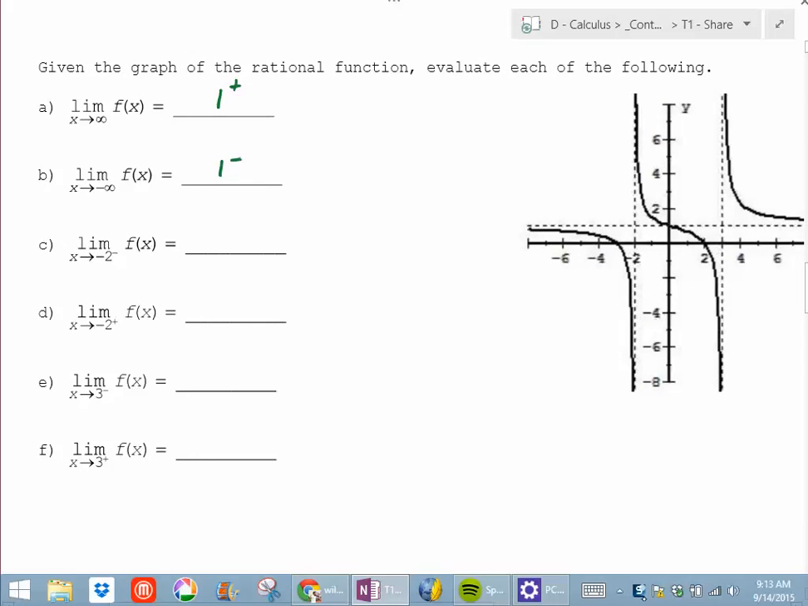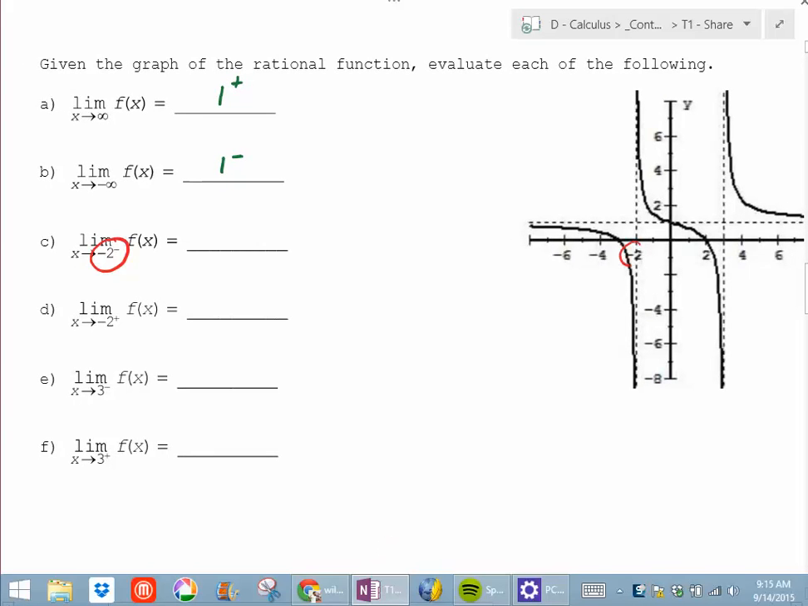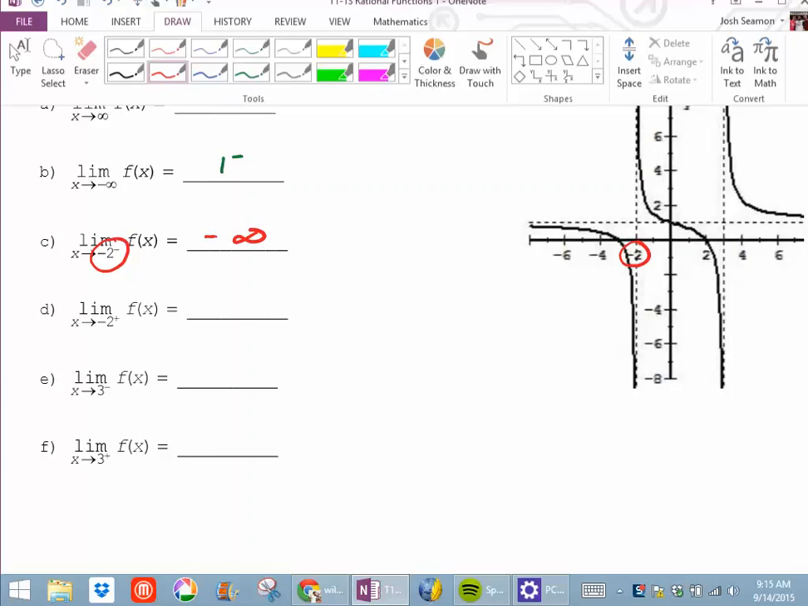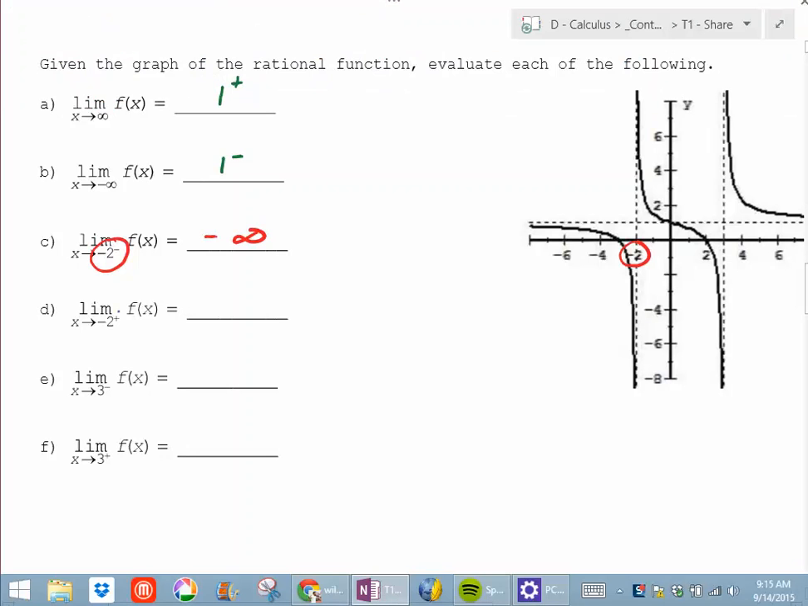Now take a minute, everybody. From the left, here's negative 2. So what happens when you approach negative 2 from the left? Where's the function going? Is it going up or down? It's going down. So what's this going to be? Negative infinity. Exactly. I'm going to change colors again here. I'm going to go blue. Negative 2 from the right. What's that going to be, Mikey? Up.